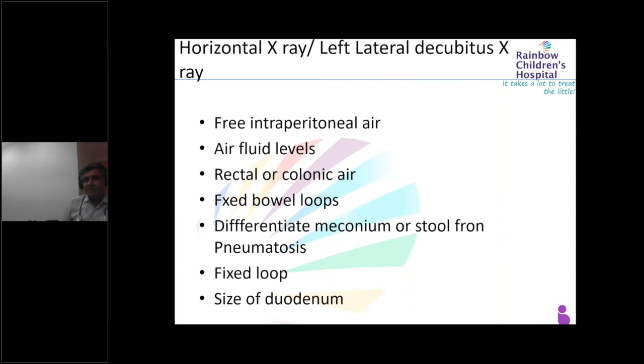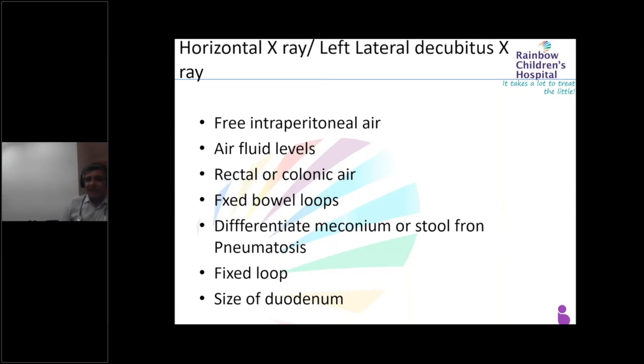At the same time, I would like to point out that instead of doing a plain X-ray, a horizontal X-ray film is much more informative as far as looking for various parameters in the newborns is concerned. Lateral decubitus X-ray, the left lateral film, will let us know about the presence of free intraperitoneal air, air fluid levels, rectal or colonic air. Fixed bowel loops, which are present in stage 2 and 3 of NEC, can be easily diagnosed if we do a lateral decubitus X-ray. They are difficult to make out on an AP or AF view.